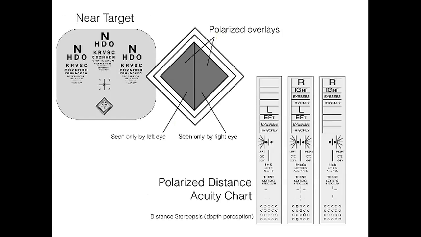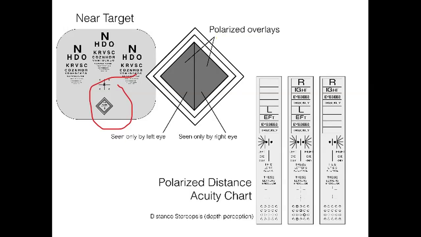So here are the slides I use to test for intermittent central suppression. Top left, you have the near target that is at 16 inches. Bottom right is a schematic, if you will, of the distance vectographic target. Vectographic just means polarized and allows us to separate out the two eyes' pictures. And so if we go back to the near target, this portion of the target right here is covered up with the Polaroid overlays, so that the right side of it is seen by the right eye and the left side is seen by the left eye.